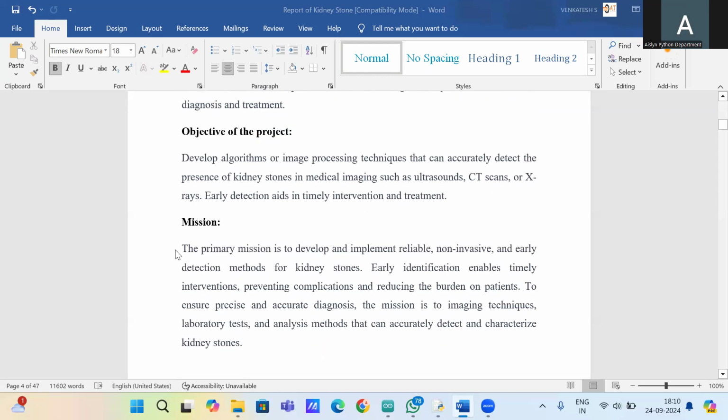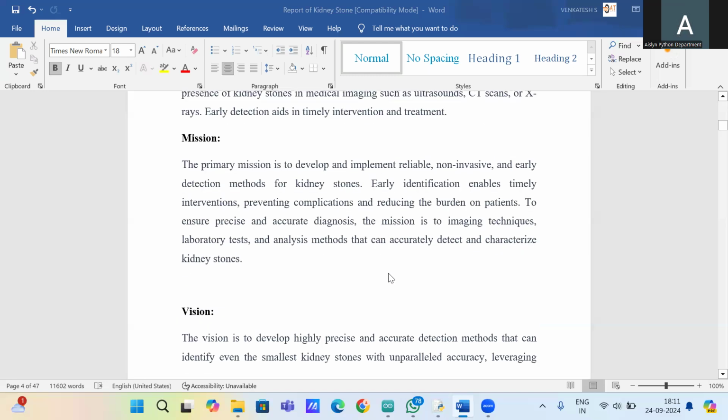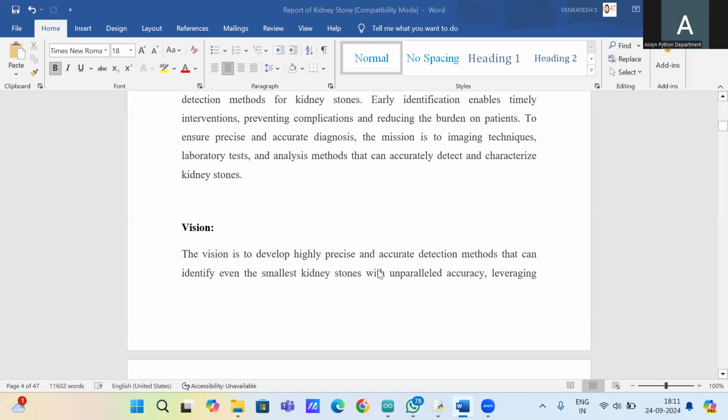This is our mission. Our primary mission is to develop and implement reliable and non-invasive early detection methods for kidney stones. Early detection enables timely interventions, preventing complications and reducing the burden on patients. To ensure precise and accurate diagnosis, the mission is to use imaging techniques, laboratory tests, and analysis methods that can accurately detect and characterize kidney stones. And this is our vision.